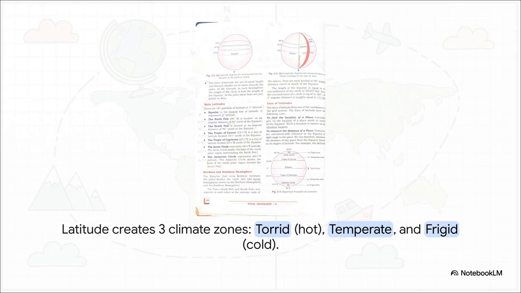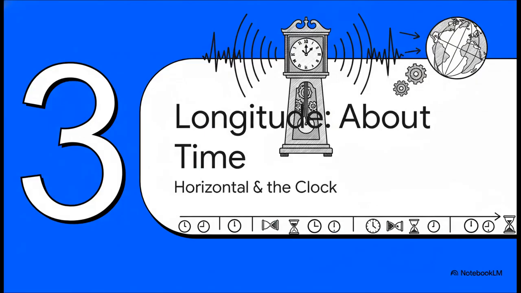The area squished between the tropics is the torrid zone. That's the hot one. Then, the areas between the tropics and the polar circles are the temperate zones, where you get more moderate climates. And beyond that, you've got the cold, frigid zones right at the poles. Now that we've got our north-south position locked in, let's look at the other half of the grid, longitude. And here's the cool part.